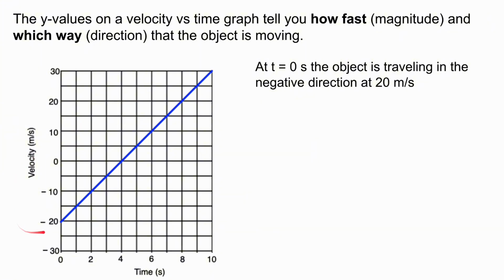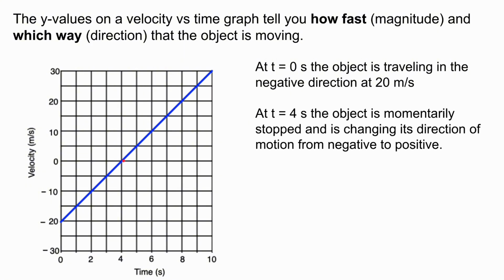So at t equals 0, I see a value of negative 20. The object was moving 20 meters per second in the negative direction. And now it's moving at negative 10. Now it's moving at negative 5. And look what happens here. At t equals 4 seconds, the object has stopped just for an infinitely small amount of time. But it has stopped. And that's because it's changing direction.